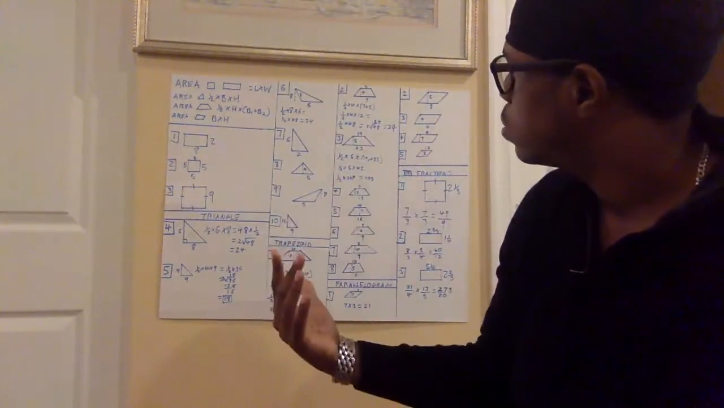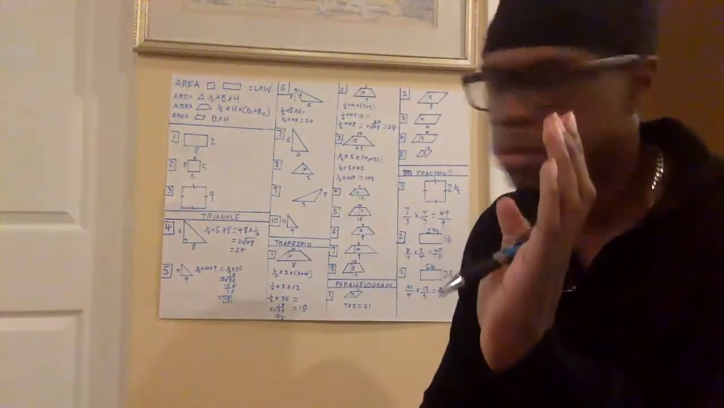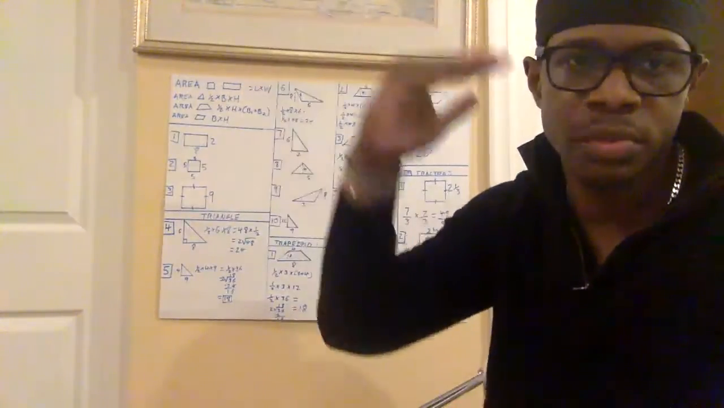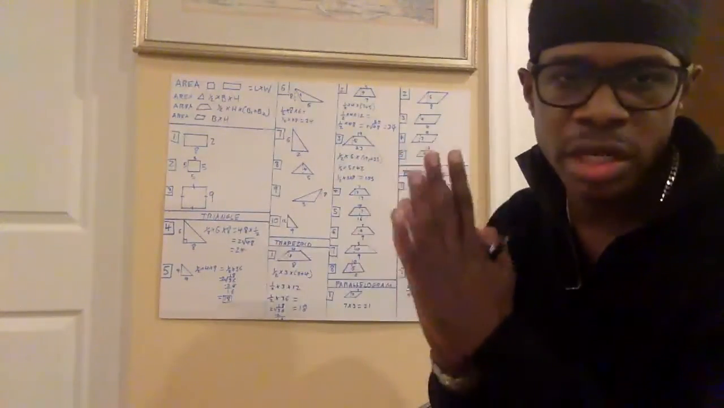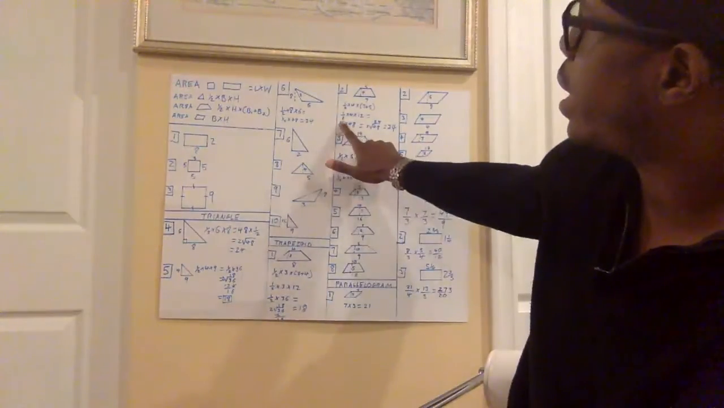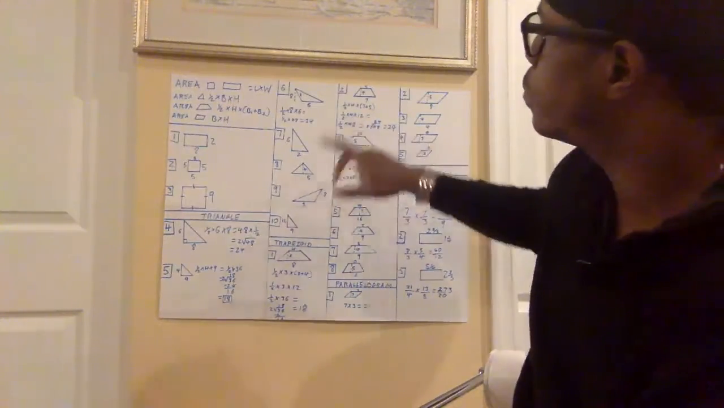So it's going to be a half times 4 times, open bracket, 7 plus 5, first base plus the second base. So 7 plus 5, we always do the brackets first, is 12. So that's going to give us a half times 4 times 12.